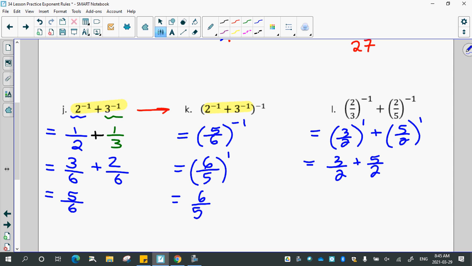And it turns out we already get a common denominator. It's really lucky. So we get 8 over 2, which is actually 4. 8 divided by 2 is 4.